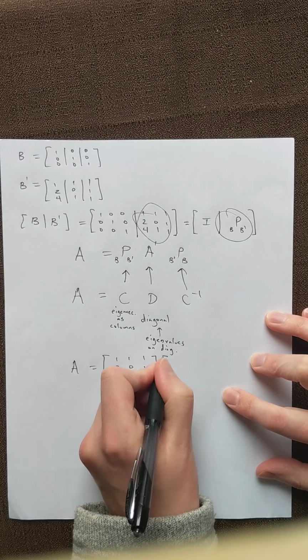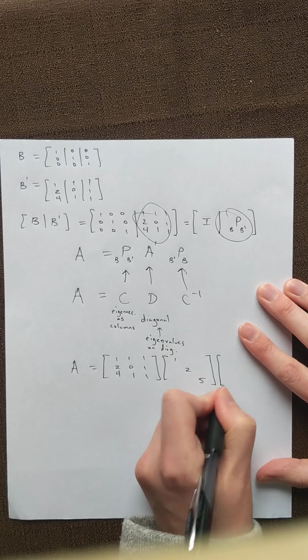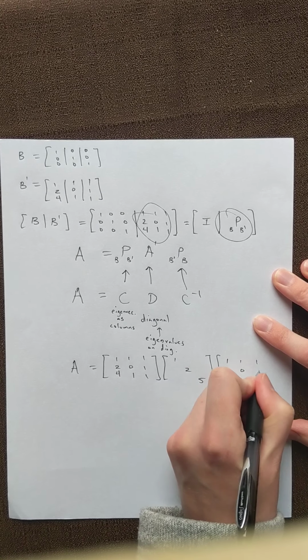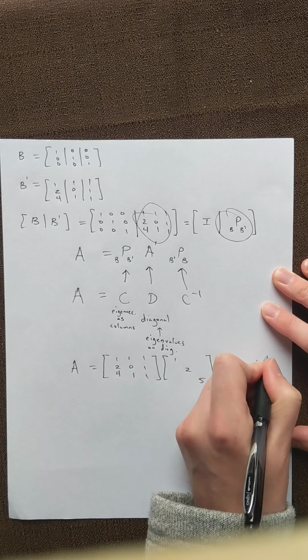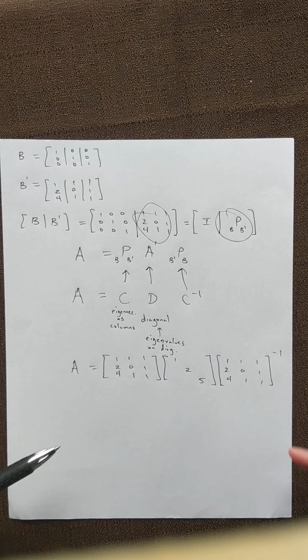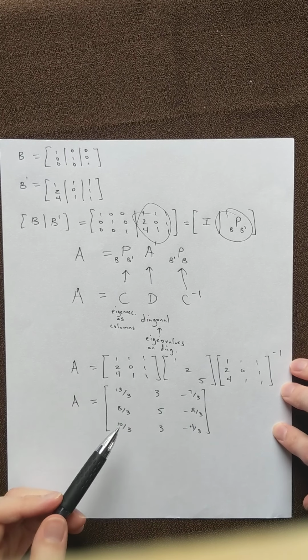So our matrix C is that, our matrix D is 1, 2, and 5 on the diagonal, and our matrix C inverse, I'm just going to write as the inverse of 1, 1, 1, 2, 0, 1, 4, 1, 1. So I'm going to type this in a calculator, and then it should tell me what the matrix A is. Okay, I typed it in a calculator, and this is the matrix I got.